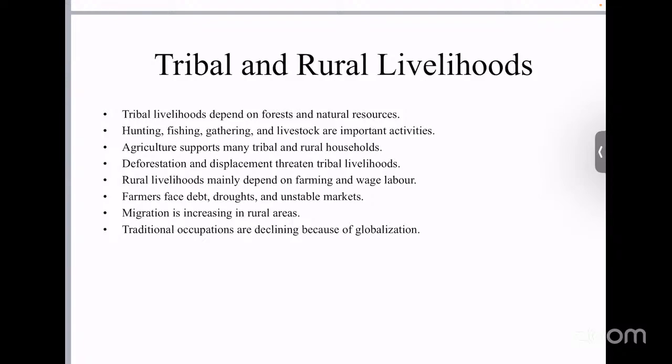Many tribal communities practice agriculture and animal husbandry along with the forest based livelihoods. Goats, pigs, poultry, and cattle form important livelihood assets. Some tribal groups practice shifting cultivation while others practice settled farming. However, lack of land ownership and poor access to resources continue to create problems.